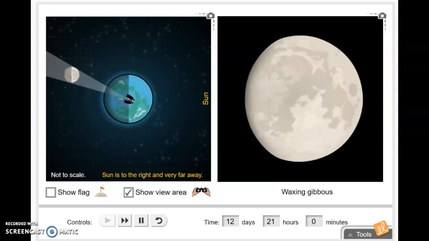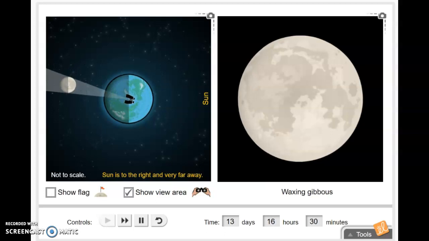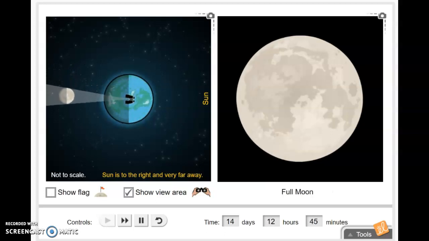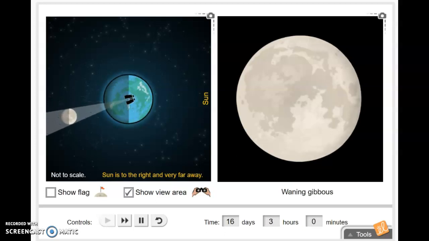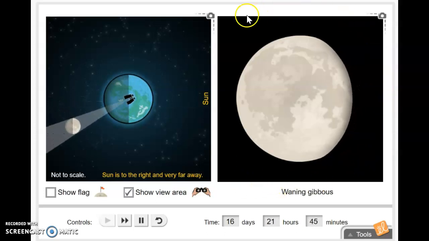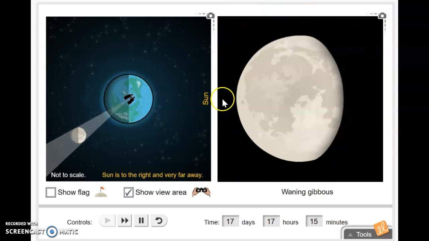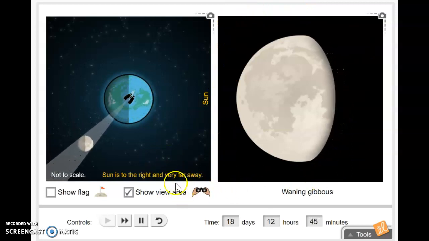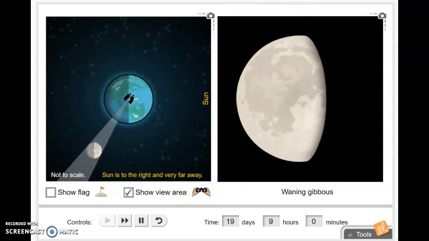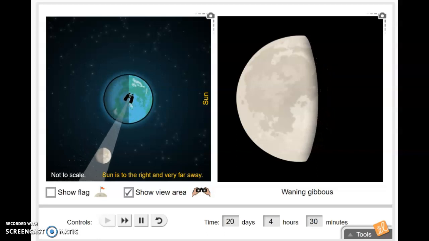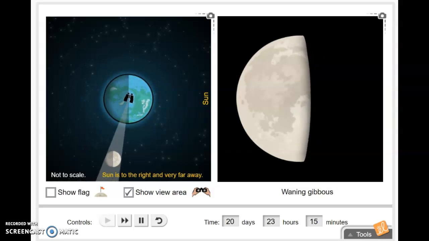Question 3 asks, how does the moon's appearance change as the moon revolves around Earth? So what is happening in this section? What are we able to see on Earth as the moon revolves around the Earth?